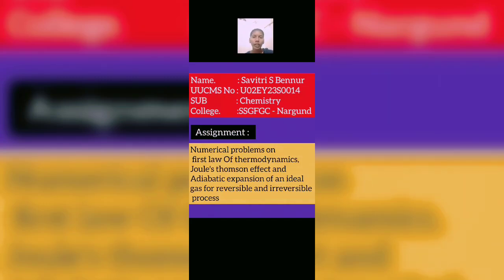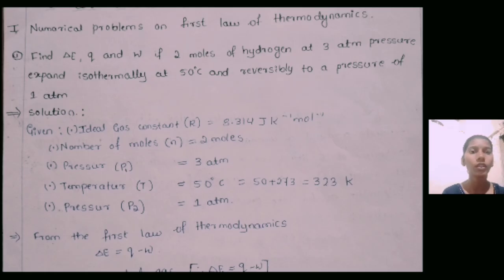Today I am going to explain my assignment topic, that is numerical problems on the first law of thermodynamics, Joule-Thomson effect, and adiabatic expansion of an ideal gas for reversible and irreversible processes. And the first topic is numerical problems on the first law of thermodynamics.